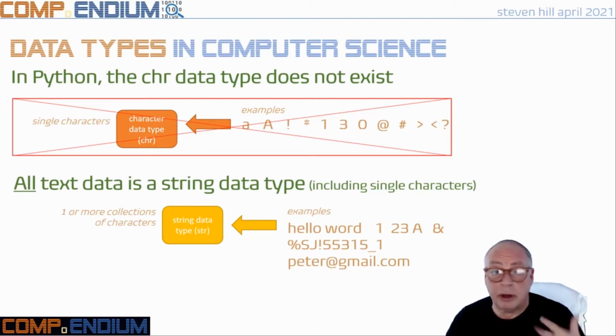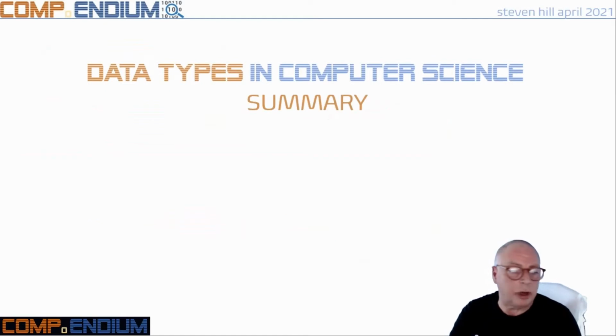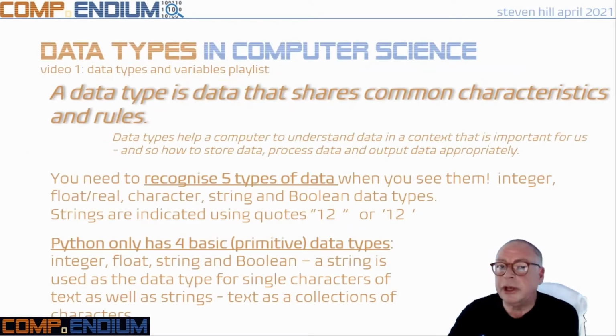Okay, so we're at the back end of this video now, so let's do a quick summary of the key points from this video. The first one is a definition of the data type, and I tried to keep this as simple as possible for you. A data type is data that shares common characteristics and rules, and you've got a flavor and a sense of common characteristics. We have data types exclusively for doing maths and numbers. We have data types to represent text.